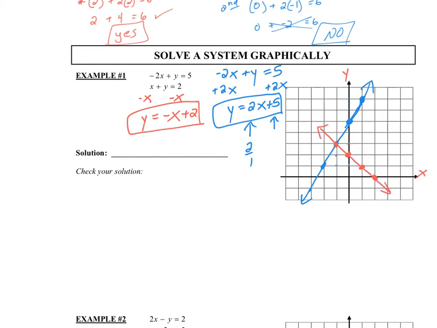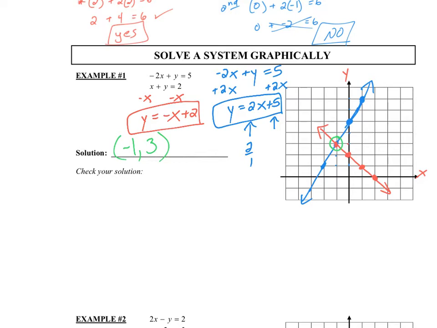I just want to point out that every point on that red line will make the second equation true, and every point on that blue line will make the top equation true. But which point will make both of them true? It's the point that crosses both of them, where both of them cross and intersect. So this ordered pair is -1, 3. So the solution is -1, 3.